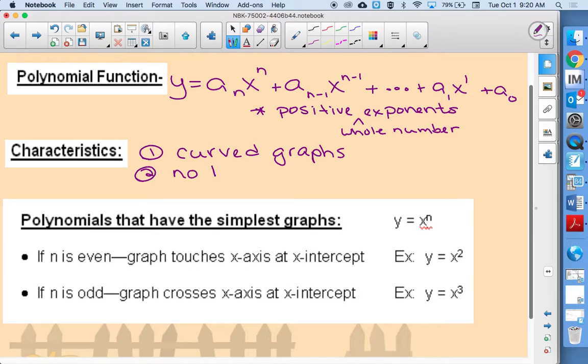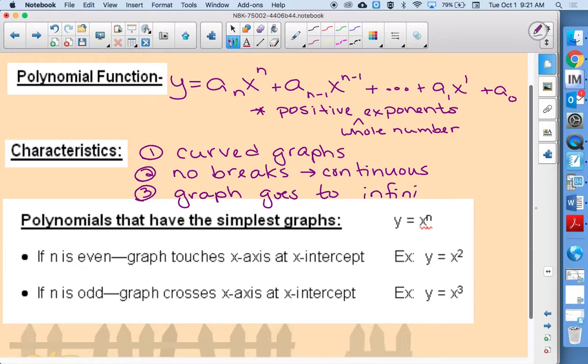There are no breaks in the graph, which means the graph is continuous. And our graph will go on forever. So that's the other word with continuous. The graph continues to go on forever. So we have these smooth curves without any breaks, without any gaps. It's continuous, it goes on forever.